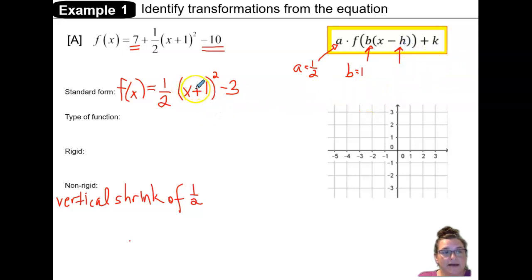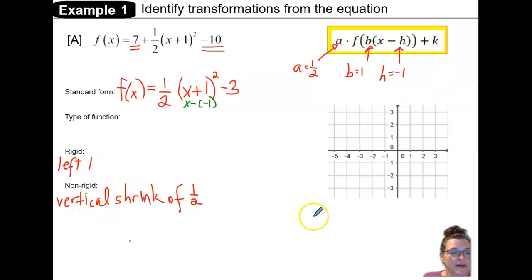And since this is x plus 1, but our form here for transformations is x minus h, we just need to recall that that's the same as x minus a negative 1, right? Because a negative and a negative is a positive. So my h is equal to negative 1. Okay? And that h being a negative 1 tells me that I have a rigid transformation which moves this graph to the left 1 unit.